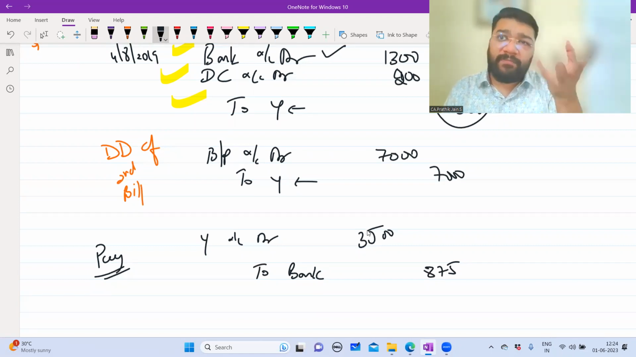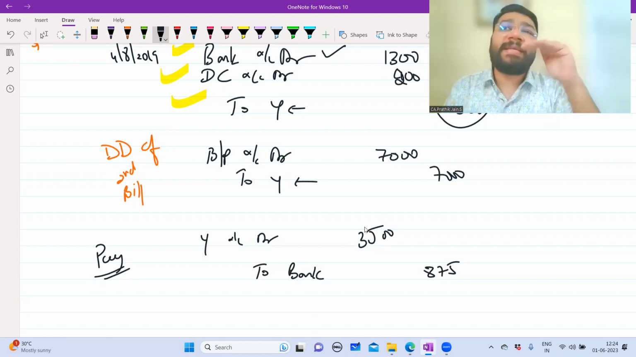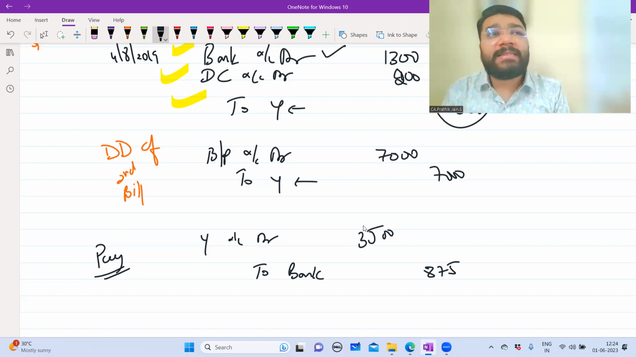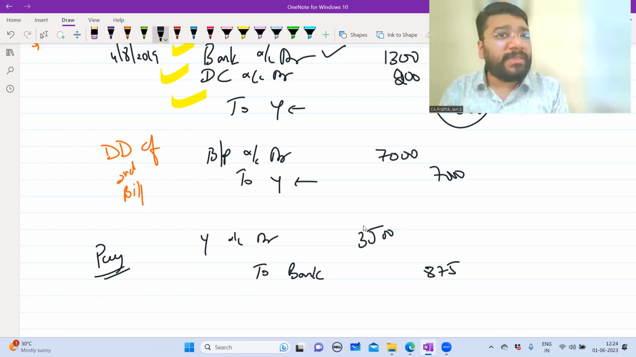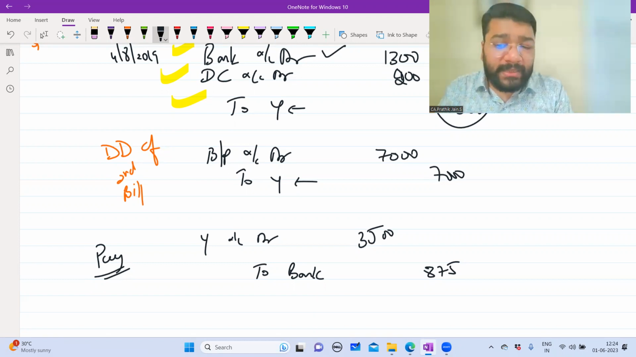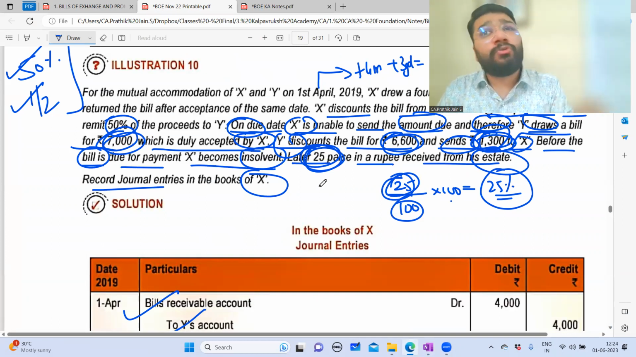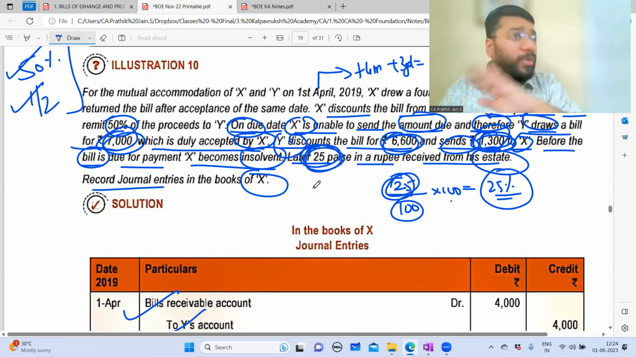3,500 rupees we have to pay to Y. Now in that only 875 is paid. The balance we are not going to pay, which means we have to settle and close Y's account. We cannot keep Y's account pending. When will you have the balance in Y's account? If the person is going to make the payment or receive the payment in future, then the balance will continue. Now, guys, after the court is saying that only 25 paise in rupee is recovered, do you still expect X to pay the balance 75% in future? No. So we have to close Y's account.